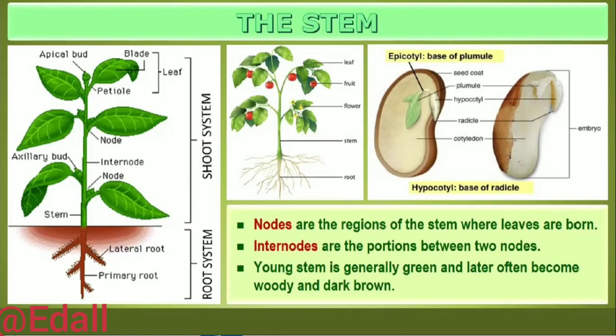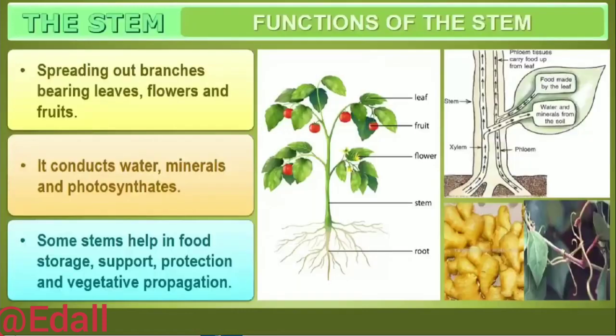The stem is generally green when young and later often becomes woody and dark brown. The main function of the stem is spreading out branches bearing leaves, flowers and fruits. It conducts water, minerals and photosynthates. Some stems perform the function of storage of food, support, protection and vegetative propagation.